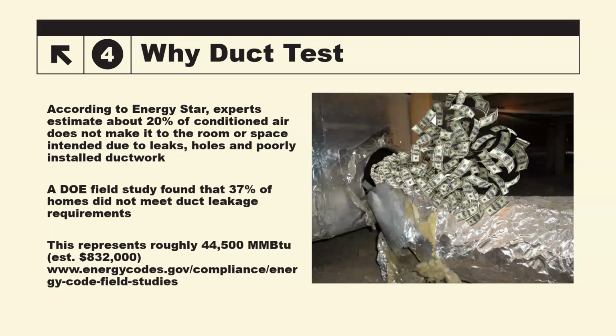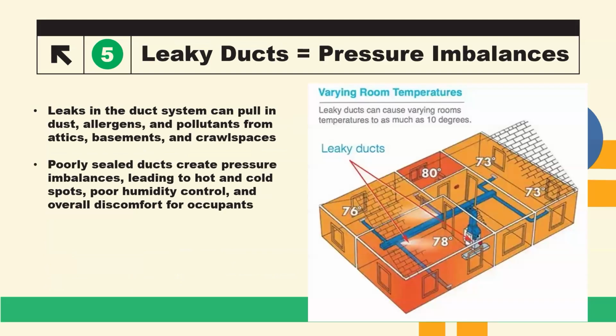But a DOE study also found that 37% of homes do not meet duct leakage requirements. There are a lot of areas that still, even in Texas and Oklahoma, may not require duct testing. And then there are other states throughout the country that do not have duct testing requirements, or they don't even have an energy code. So that's how they estimate that part of it. This is estimated to represent roughly 44,000 MMBTUs, which is estimated to be about $832,000. That's probably an older figure based on a lower price per kilowatt. It's probably only gone up since then.